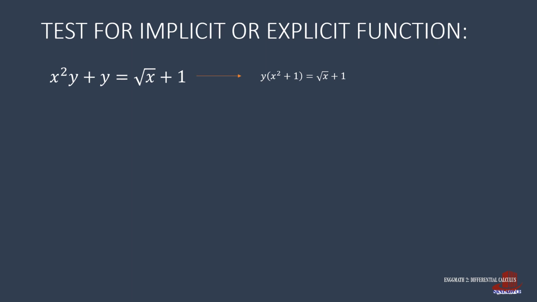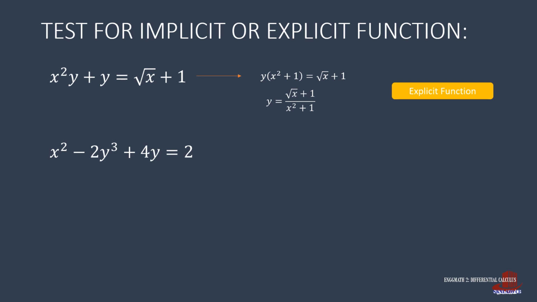Then since we only have one y left, we can move the other terms with it to the other side, and that is by division. So we get y is equal to the root of x plus 1 all over the quantity of x squared plus 1. Note that y is already expressed in x, thus the equation is an explicit function.